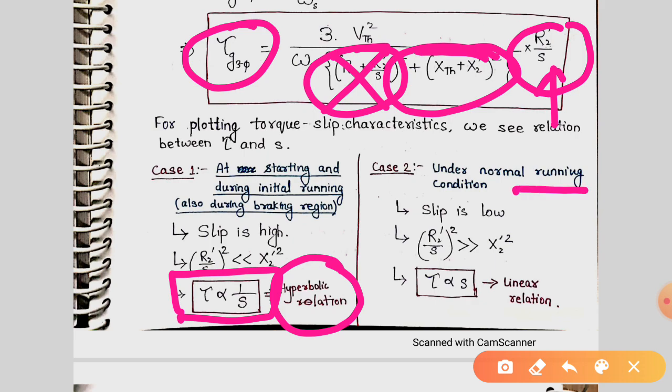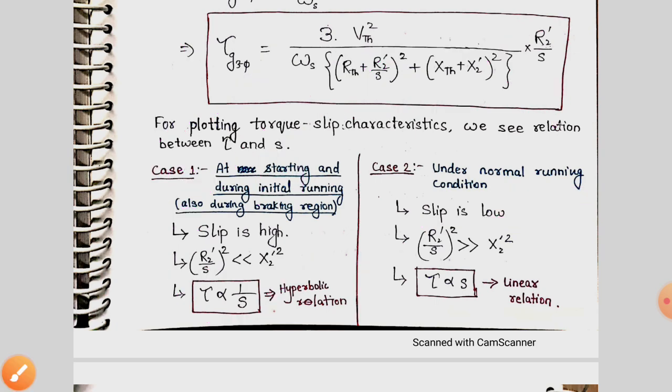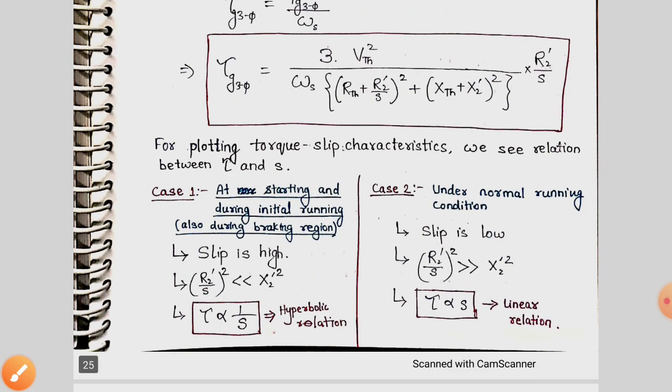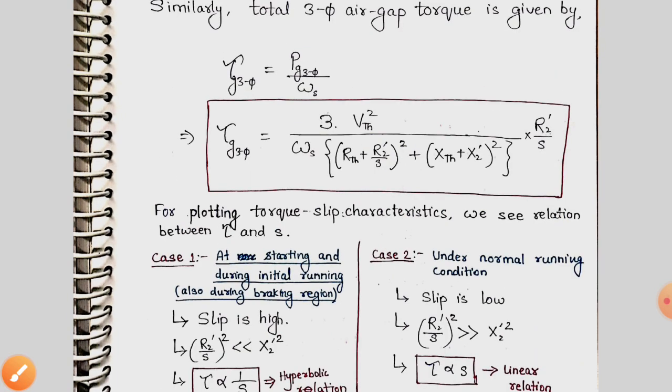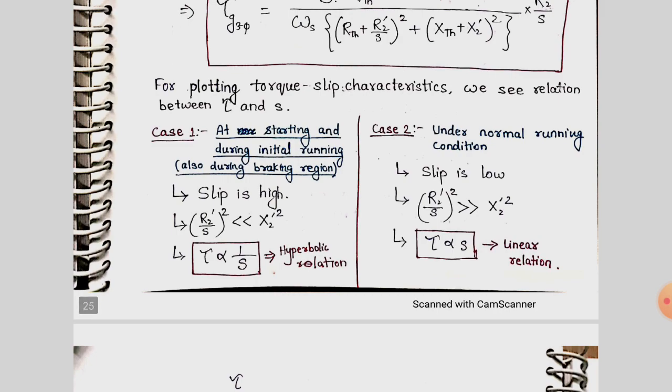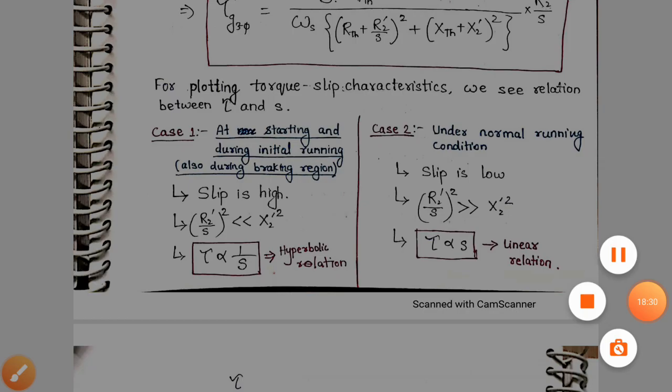Torque is inversely proportional to slip, or the relation is hyperbolic. Similarly, under normal running conditions, slip is very low. Under this condition, since slip is very low, the R2 dash upon S term becomes very high as compared to X2 dash, and this term is prominent. It's in the square term, so the torque will be directly proportional to slip, or the relation is linear. Under normal running condition, the relation is linear.